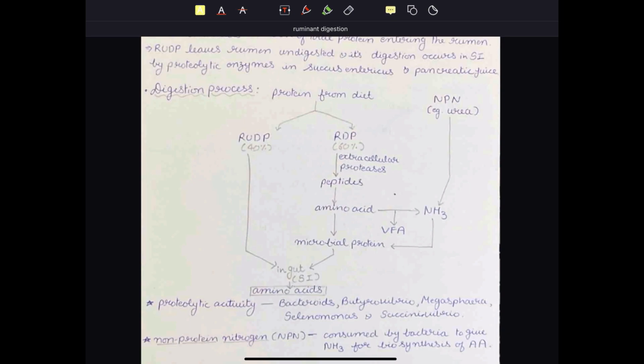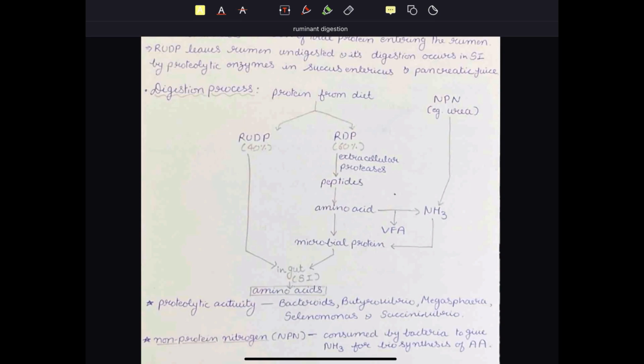And such things are called NPN, non-protein nitrogen. And the most common non-protein nitrogen that we see in animal feed is urea. So you can give 1% urea in feed. So 1% of the diet of the animal can be urea to compensate for protein in the diet.